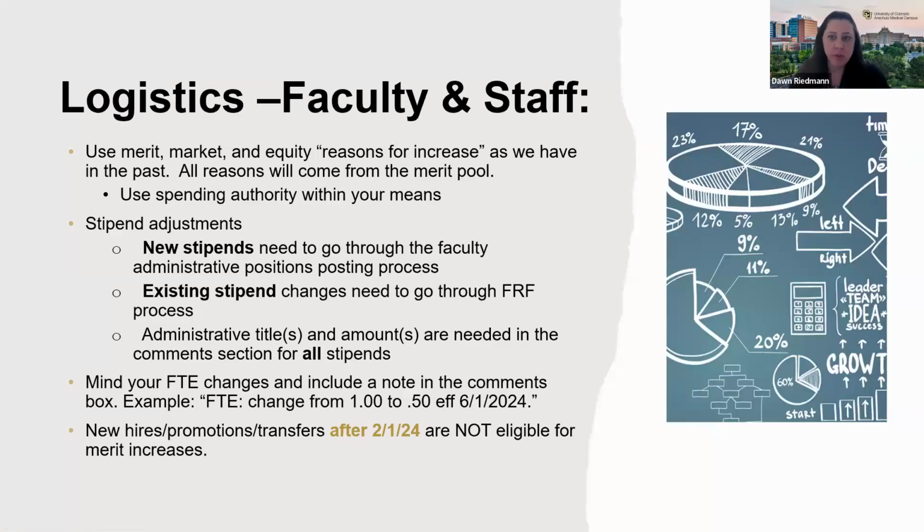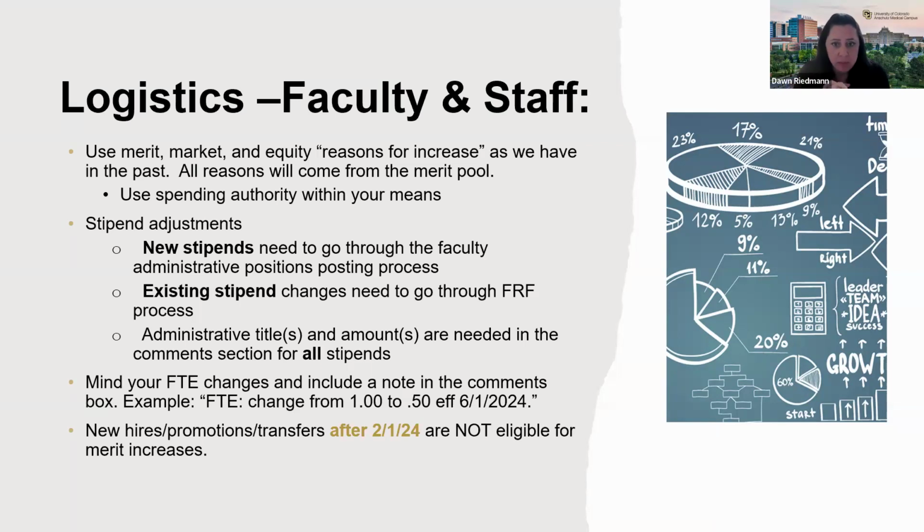All right, so I'm going to go through some of the areas for the labor planning process logistics. First off, there are three main categories for your reasons for increase: merit, market, and equity, which are all part of the merit pool. This has been happening for over a decade. These are the same categories that you've always had.